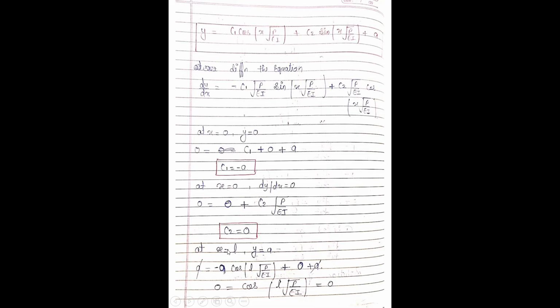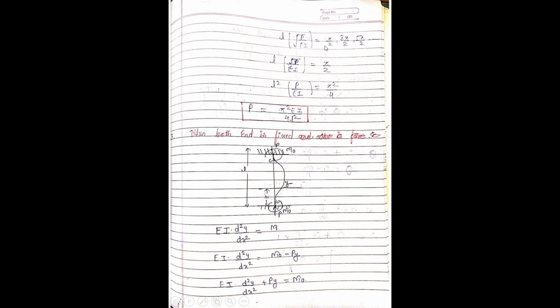Also at x equal to L, at the free end, y equals the total deflection of the free end, which is A. So we put the values of c1 and c2 in the equation, that is c1 equal to minus A, c2 equal to 0, x equal to L, and y equal to A. So we can obtain cos L root P upon EI equal to 0.